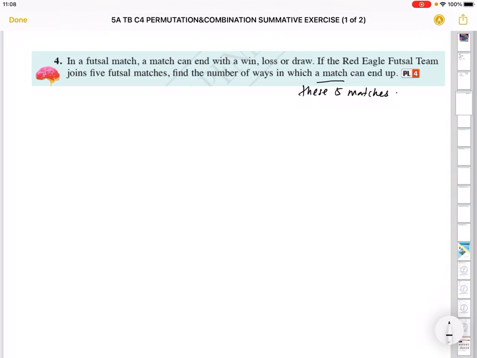Yeah, in fact, I would say that we should also mention the sequence, right? Actually, I would say the sequence of these 5 matches can end up, because you can have win, lose, draw, win, that kind of thing. The arrangement is important. Now, if you want to calculate, I will just draw 5 boxes here. Each match you can either win, lose, or draw. It's not like badminton. Badminton you can win or lose. Futsal, football, you can win, lose, or draw.